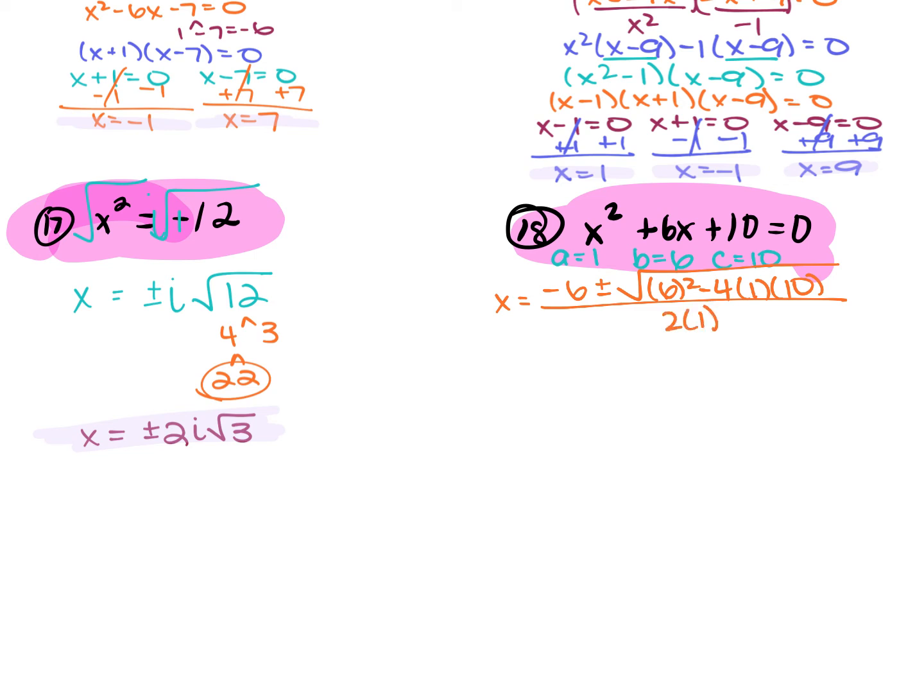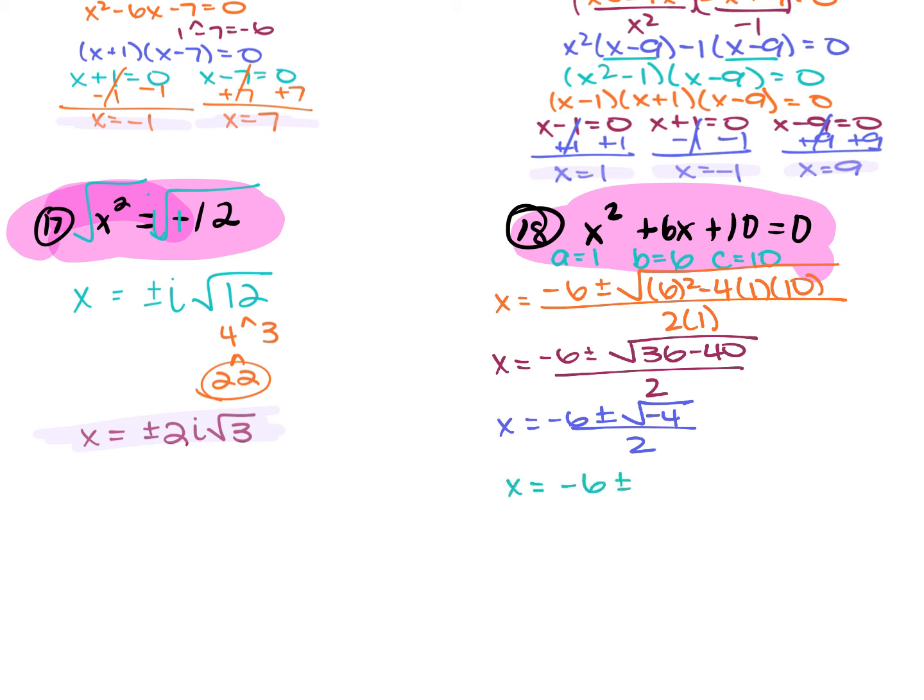Underneath that radical, that 6 squared is 36. Negative 4 times 1 times 10, negative 40. All over 2 times 1 is 2. The 36 minus 40 gives us what? Negative 4. So that's negative 6 plus or minus the square root of negative 4 all over 2. What is the square root of negative 4? 2i. So that's negative 6 plus or minus 2i all over 2.